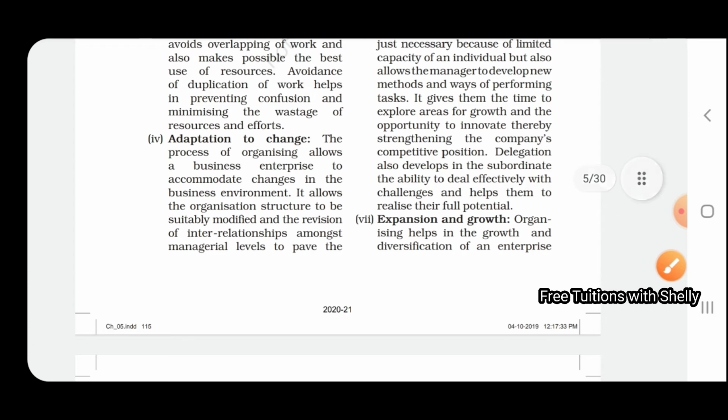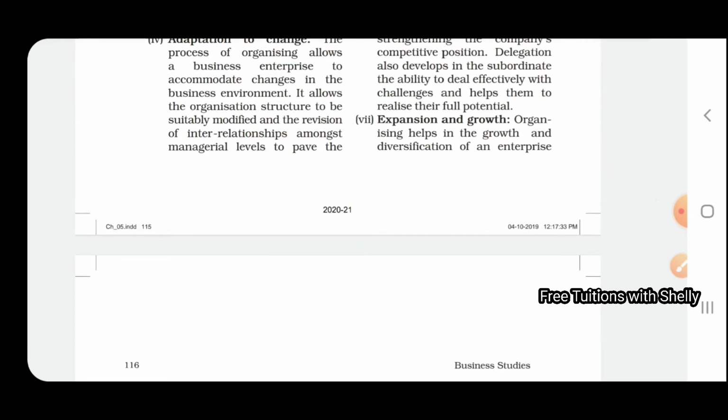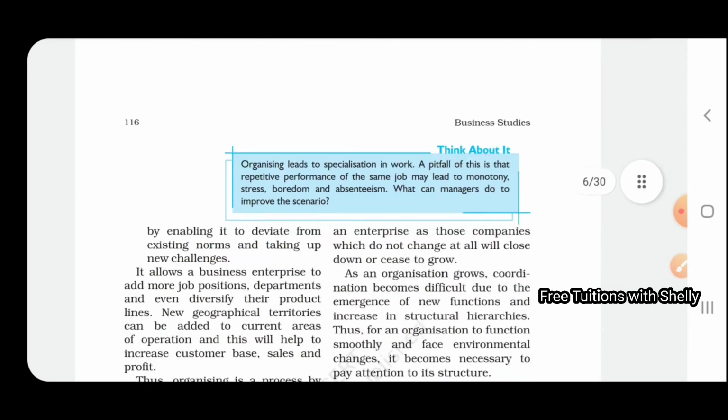Next is expansion and growth. Organizing helps in growth and diversification of the enterprise. As specialization is being adopted, it allows you to expand your activities. You can do more. Your business will grow more, and diversification will take place.